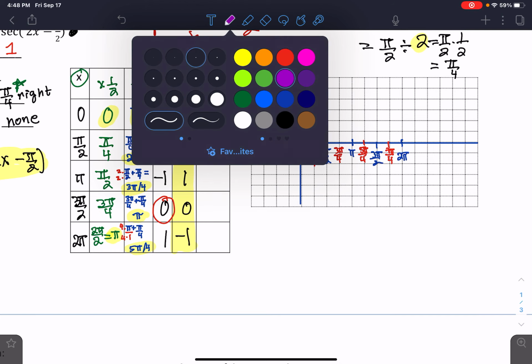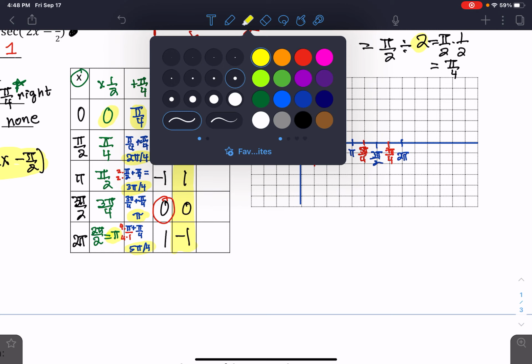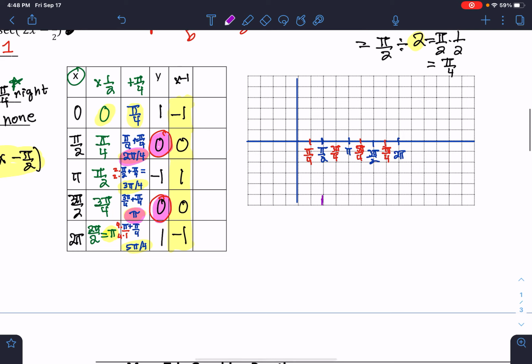So now, before I even start this problem, I've circled 2 zeros, which I'm going to highlight in pink. I circled this and this, which means that at 2 pi over 4 and pi, we're going to have asymptotes there. And remember that 2 pi over 4 simplifies to pi over 2. So I'm going to make an asymptote and an asymptote. And then I'm going to plot my points.